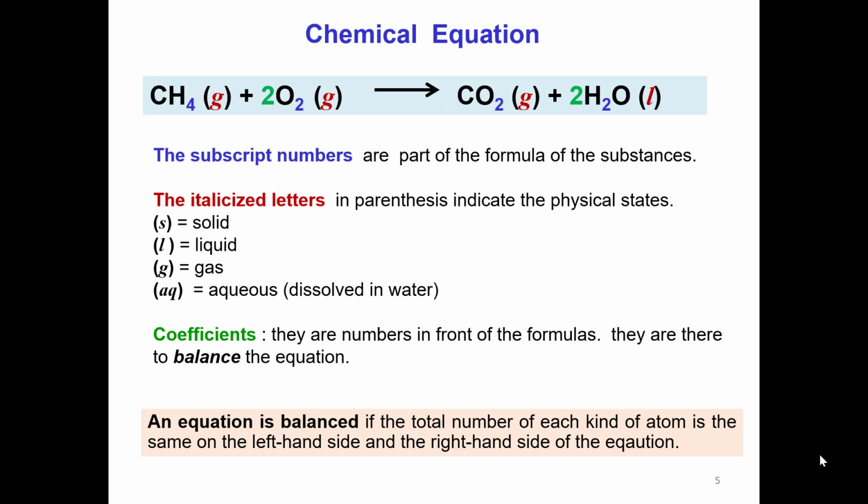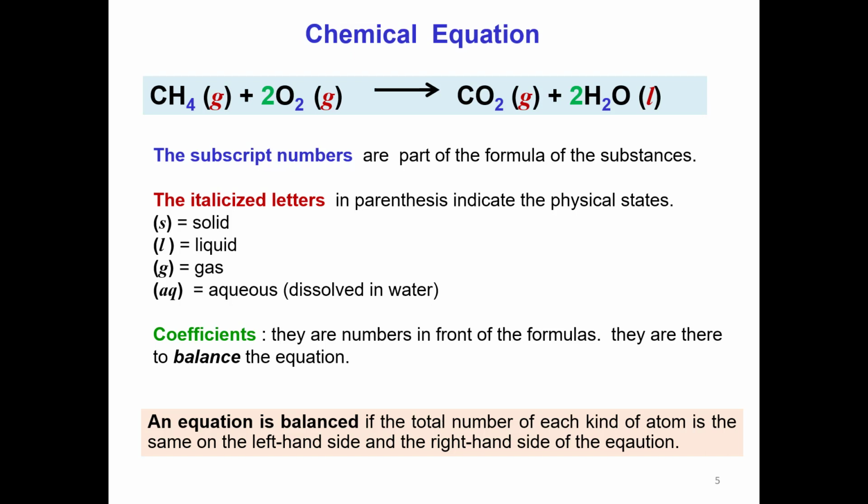Let's identify the meaning of the symbols used to write a chemical equation. For example, the subscript numbers are part of the formula of the substance. In this case, the subscript numbers are the blue ones. For example, 4 is part of the formula of methane, and 2 is part of the formula of the oxygen molecule. The same in the case of the products. 2 is part of the formula of carbon dioxide, and 2 is part of the formula of water.